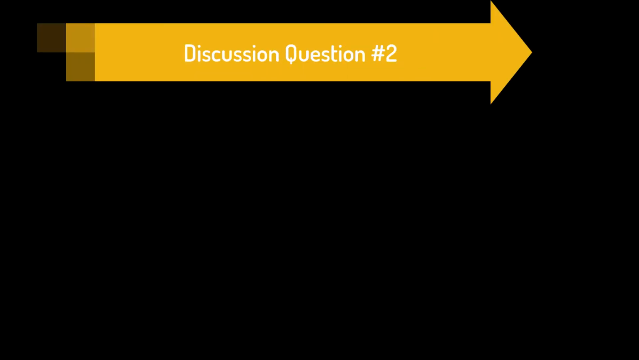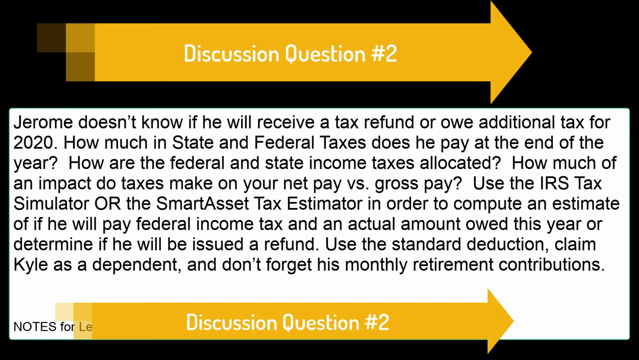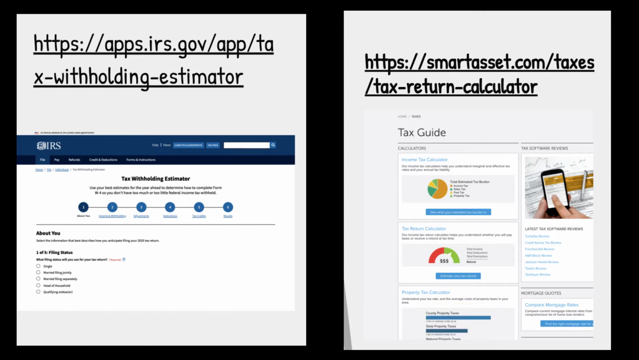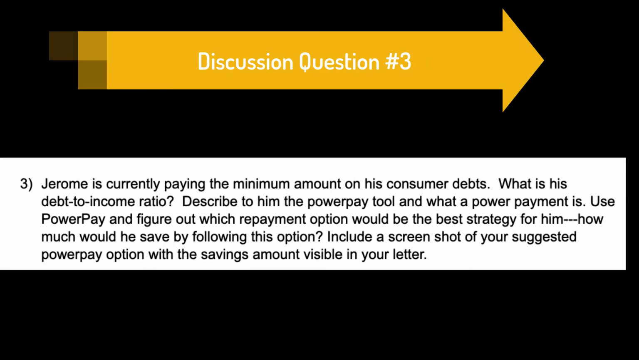Moving on to discussion question number 2. You need to determine if Jerome is going to receive a tax refund or owe additional tax. How will you do that? Hop into the IRS tax simulator or use the Smart Asset Tax Estimator and determine, given his information, if he owes income tax or will receive a refund. And if a refund, what amount will that be?